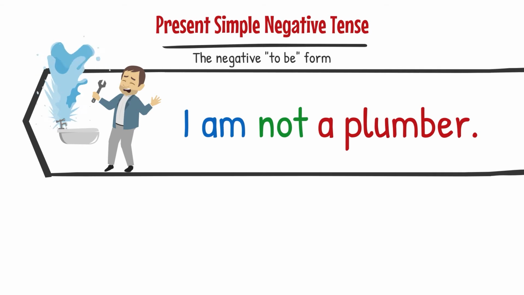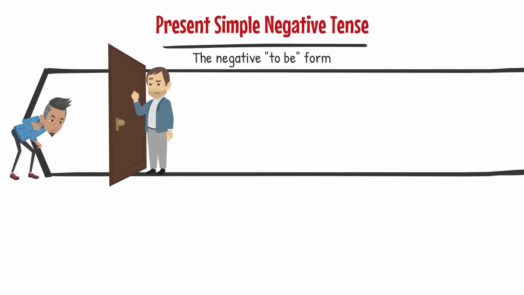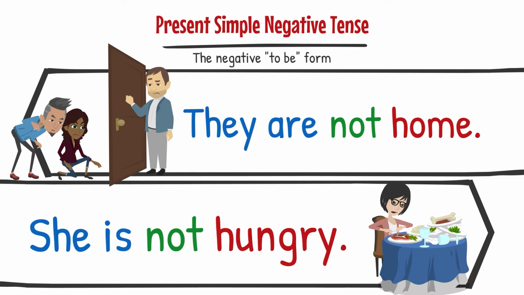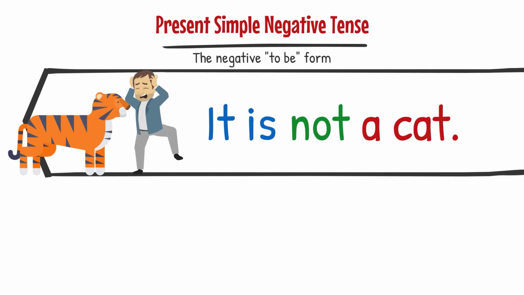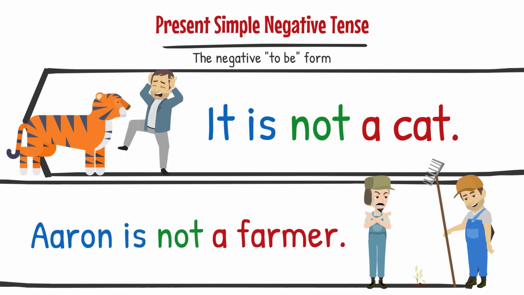I am not a plumber. We are not cold. They are not home. She is not hungry. It is not a cat. Aaron is not a farmer.